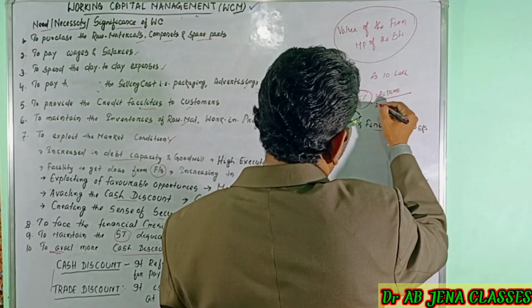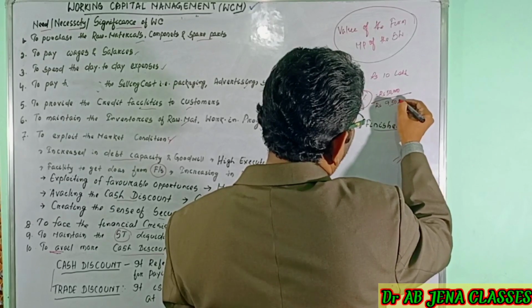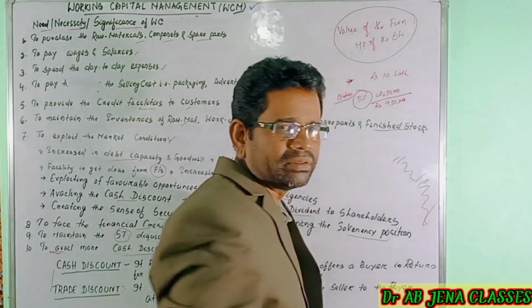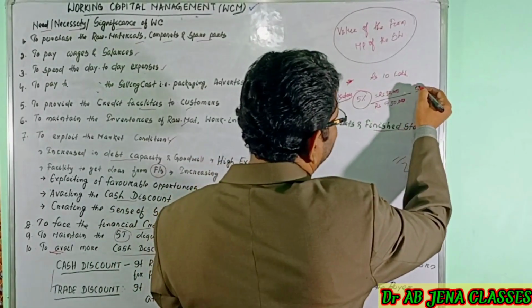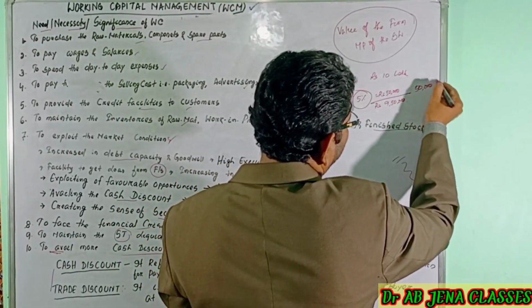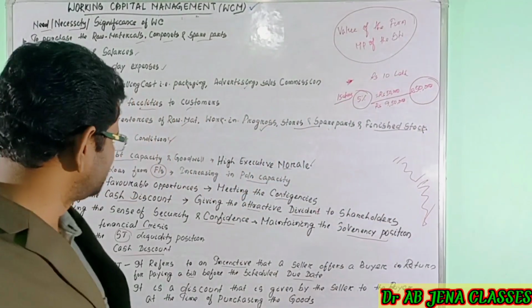Then here you will pay how much? It's rupees 9,50,000, to whom? To the creditor. So here the differential amount is 50,000. It's the differential amount, 50,000. It's the cash discount. Yes.